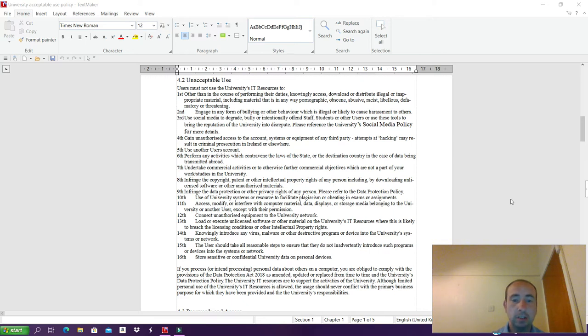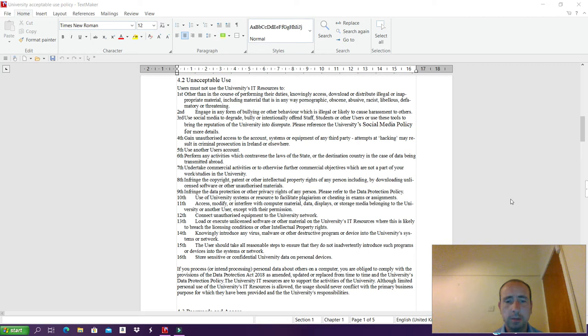Fourth, gain unauthorized access to the account, systems, or equipment of any third party. Attempts at hacking may result in criminal prosecution in Ireland or elsewhere. Fifth, use another's user account. Sixth, perform any activities which contravene the laws of the state or the destination country in the case of data being transmitted abroad. Seventh, undertake commercial activities or otherwise further commercial objectives which are not part of your work or studies in the university. Eighth, infringe the copyright, patent, or other intellectual property rights of any person, including by downloading unlicensed software or other unauthorized materials. Ninth, infringe the data protection or other privacy rights of any person.